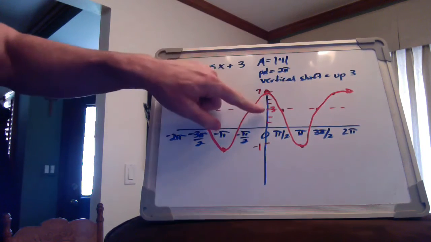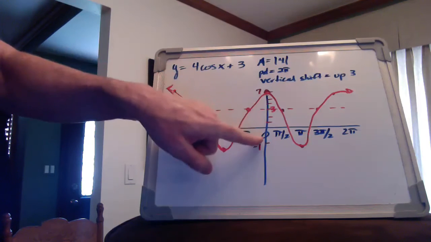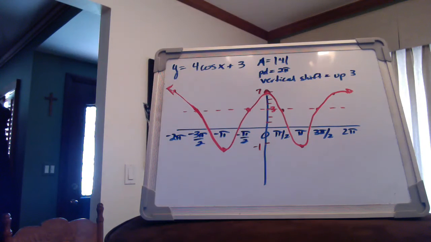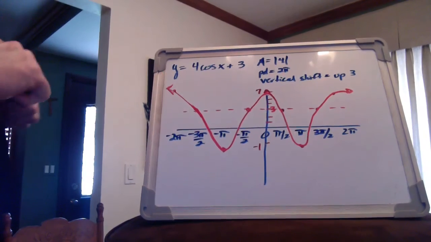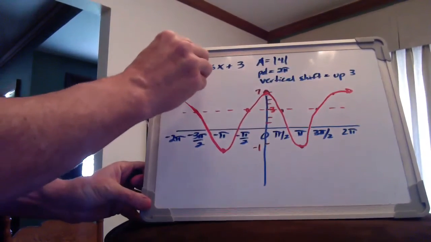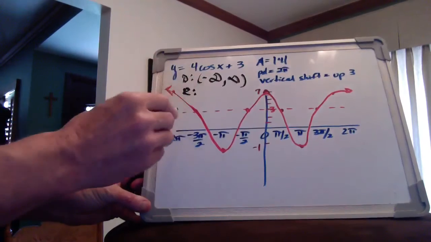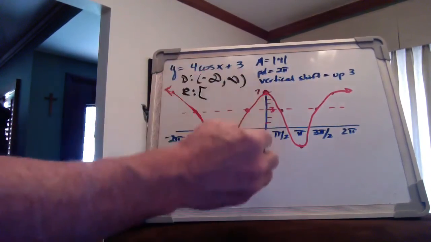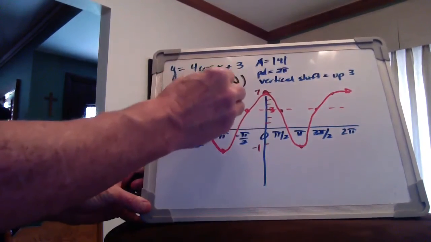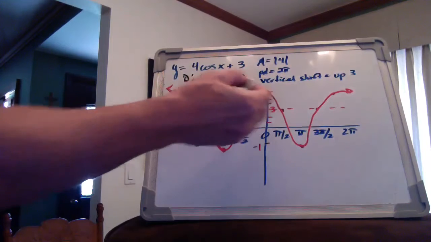So a quick check, from here to here is 4, and from here to here is 4. That's what I want to show for the amplitude. So right here, the domain, another continuous graph, is from -infinity to +infinity. What's the range? -1 to +7, low point to high point.